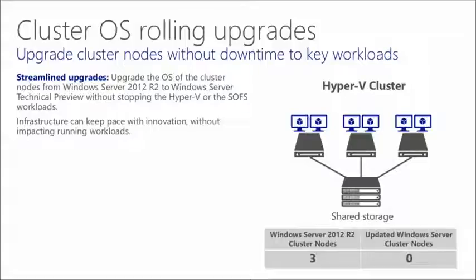You'll be able to try this out on TP2. You can do it over TP3 very shortly, without stopping the Hyper-V fabric, or if this is a scale-out file server you want to upgrade, the file server workload wouldn't need to be taken down. So it means you can keep pace with innovation in the industry and in Windows Server specifically without impacting your running workloads. So what's the process?